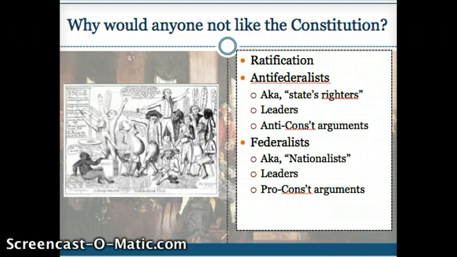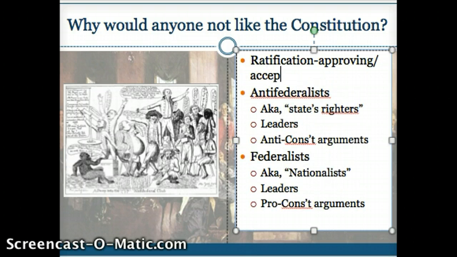Okay. Well, if the document is so awesome, why would anyone not like it? Why would you not like the Constitution? First of all, let's go over the definition of ratification. Ratification just means approving or accepting this document as law, as the foundation of our government.